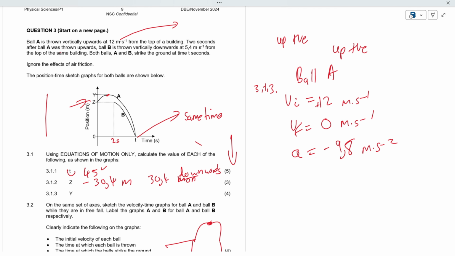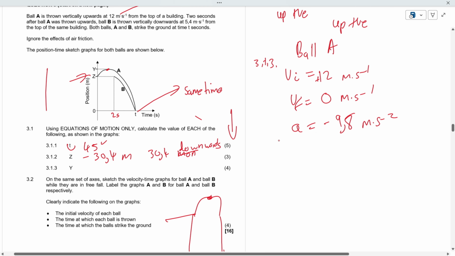Maybe there will be also a tip in the information again. Ball A is thrown vertically upwards at 12 meters per second from the top of the building, and 2 seconds after ball A is thrown upwards, ball B is thrown vertically downwards from the top of the same building, and both strike the ground then. And then if we come here, let's see what else we know about this.